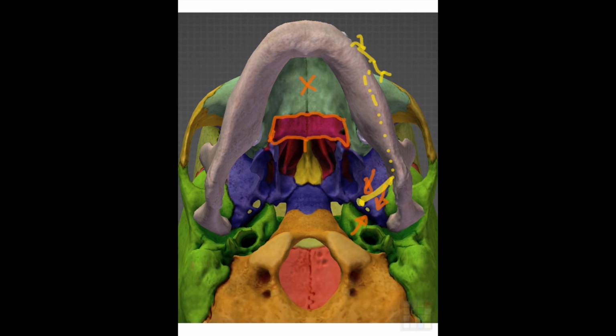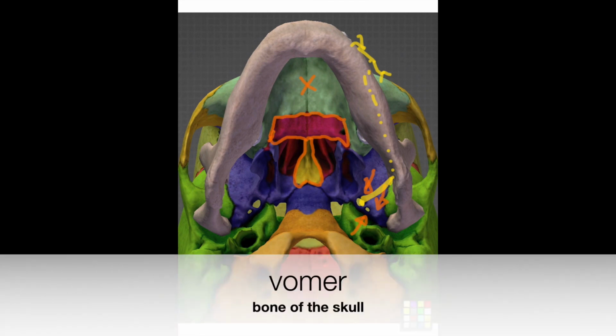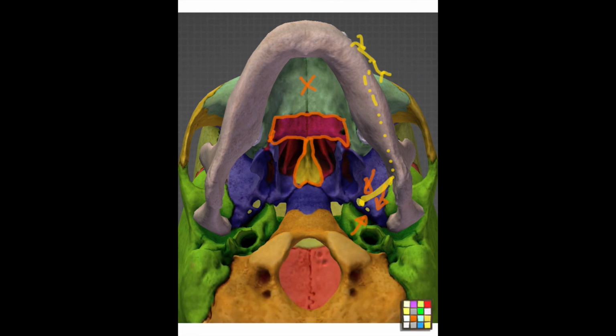This plough-like bone, the yellow one, is the vomer, which is Latin or Greek for plough, and we're also seeing here the projections of the ethmoid bone, the nasal conchae in the nasopharynx. That's almost everything you need to know about the external skull, well and truly.